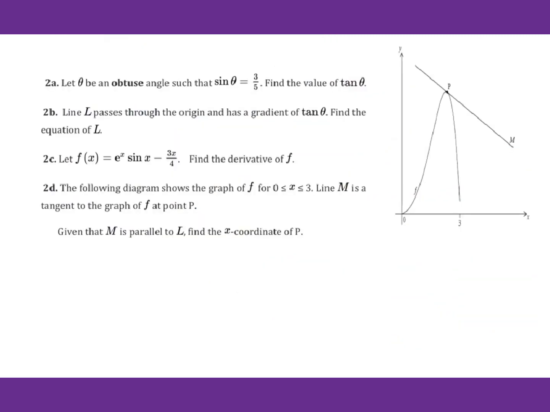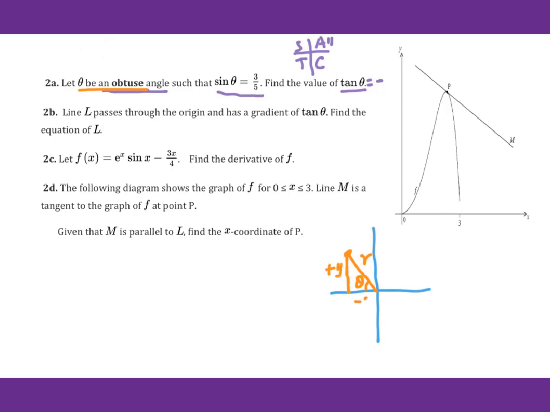Let theta be an obtuse angle such that sin theta equals 3 over 5. Find the value of tangent theta. First of all, an obtuse angle means the second quadrant. All Students Take Calculus: you can see the tangent will be negative. So we will draw a coordinate plane. Since theta is an obtuse angle, it goes to the second quadrant. This will be r, and this is theta. This will be positive y, and here is negative x.